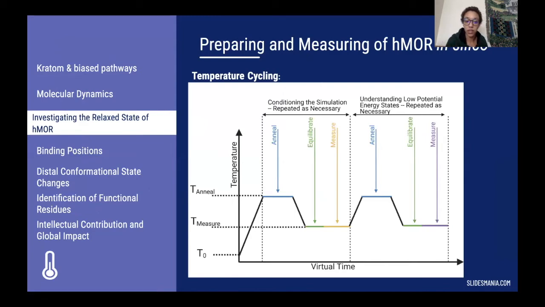through temperature cycling. In this case, this is the overview of what temperature cycling would look like, where we have virtual time on our x-axis and temperature on our y-axis.